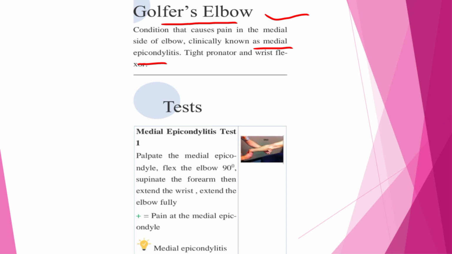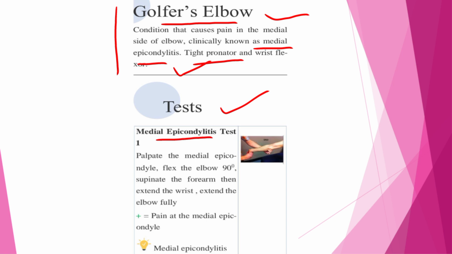In the tennis elbow, the forearm supinators and wrist extensors become tight, and in the golfer elbow there is tightness of the pronators and wrist flexors. This is very important from the MCQ point of view. This is the definition of the golfer elbow, and now we will see the physiotherapy test to diagnose medial epicondylitis, the medial epicondylitis test 1.